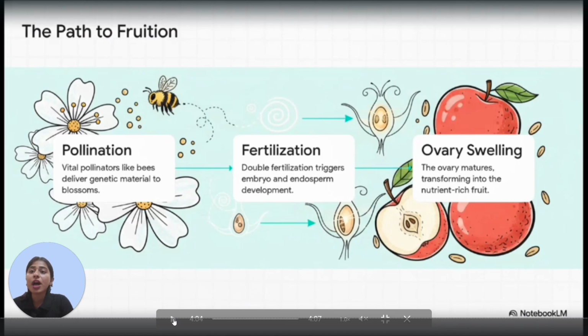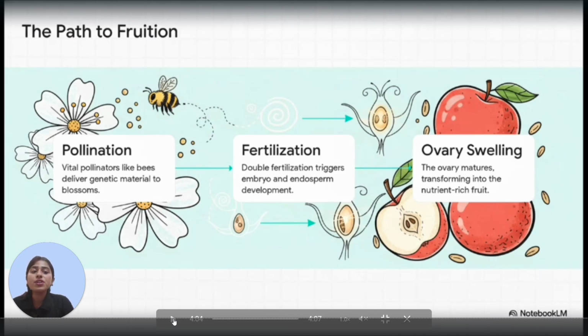Next, there is the part of fruit formation. So the first thing is pollination, the second step is fertilization, and the third step is ovary swelling. In pollination, what is happening? The pollinators are coming, they're taking pollen from one flower to another flower, and hence pollination is taking place. The major pollinators are bees that help in delivering genetic material to other flowers. The next step is fertilization. Fertilization involves double fertilization that triggers the formation of the embryo and endosperm development.